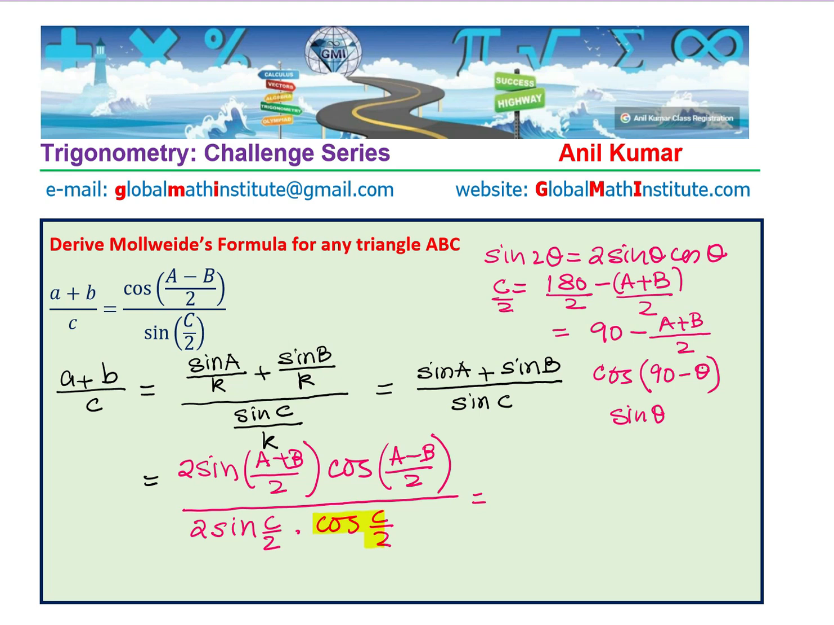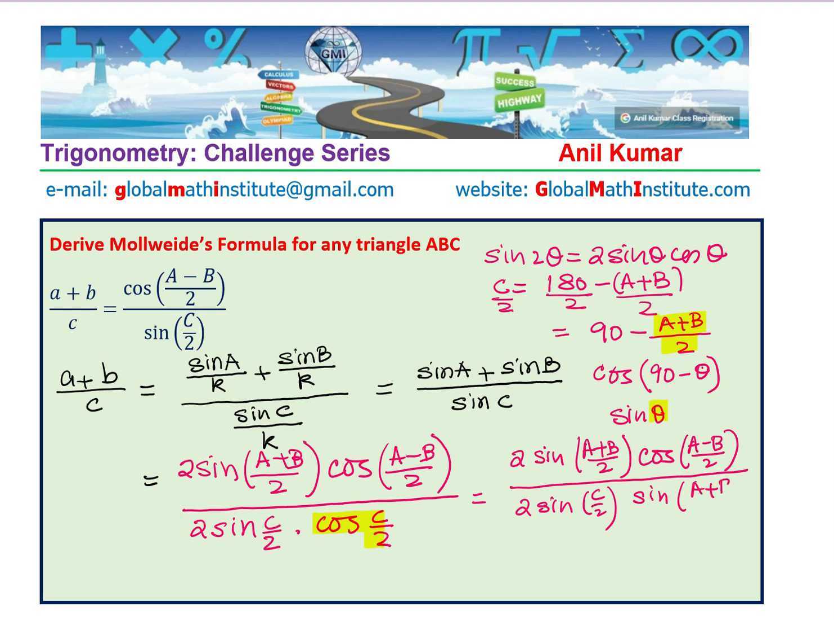Look here. So in the numerator, we have 2 sine of A plus B by 2 times cos of A minus B by 2. In the denominator, we retain 2 sine C by 2 since we need it, but replace cos C by 2 with sine of theta. Theta basically is A plus B by 2. You see that point, right? So we will write this as sine of A plus B by 2. Is that clear to you?